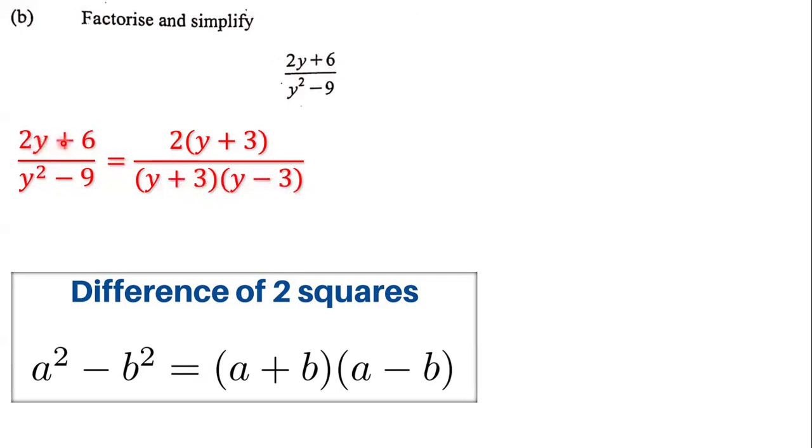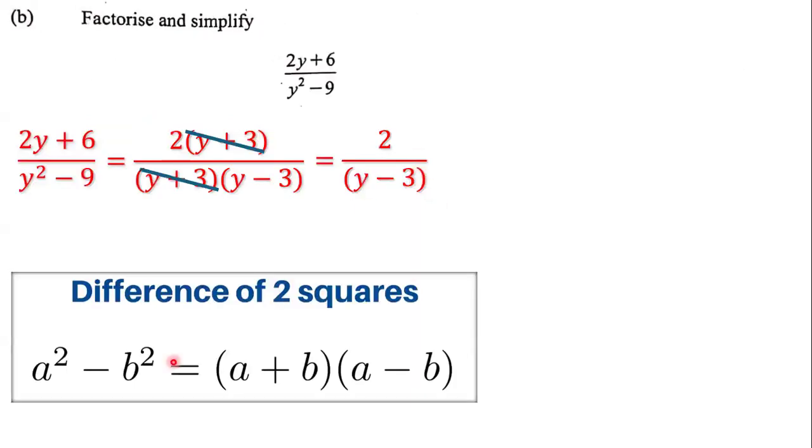Now we have 2y plus 6. Notice that 2 is a factor of this term, and 2 is also a factor of 6. And so we factor out 2, and we are left with y plus 3. And that's because 2 times y is 2y, and 2 times 3 is 6. Next, what we do here is we cancel out y plus 3 and y plus 3. And so we are left with 2 all over y minus 3. So this is 2 all over y minus 3.